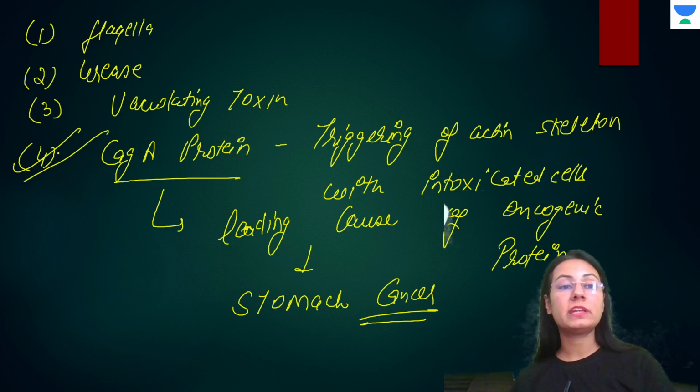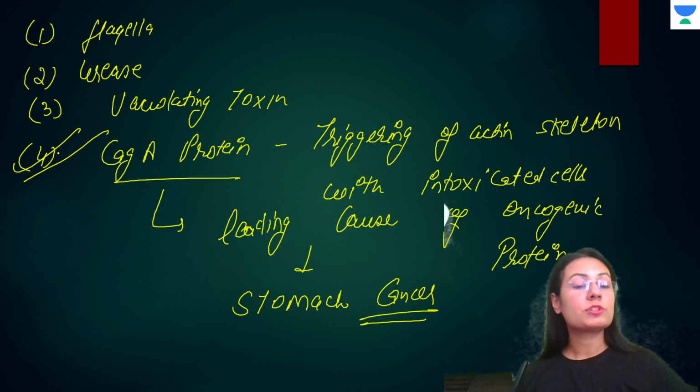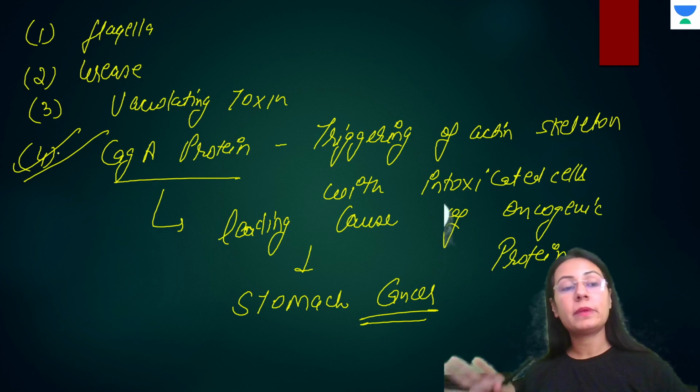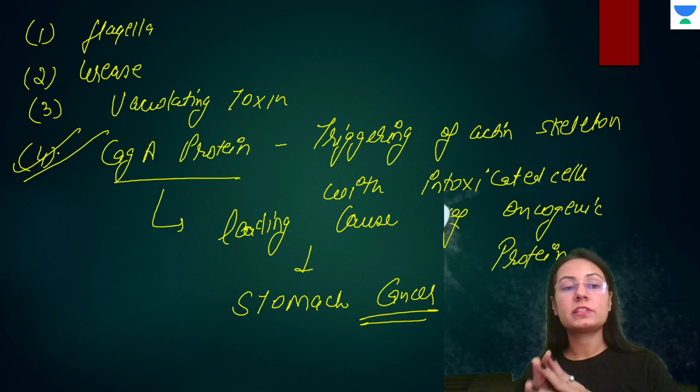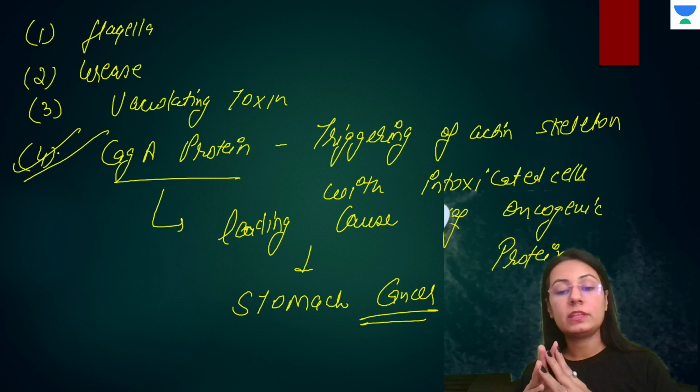Urease is responsible for making the media alkaline. Flagella is responsible for the increased penetration of the organism, and vacuolating toxin is causing the apoptosis of the gastric epithelial cells.